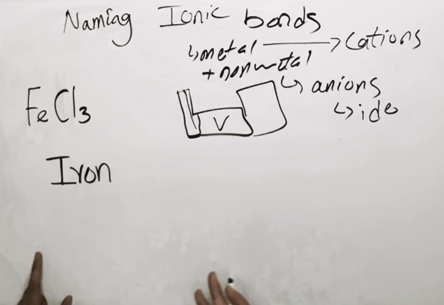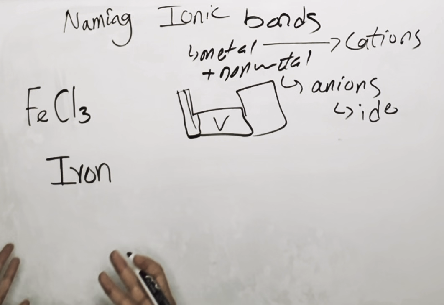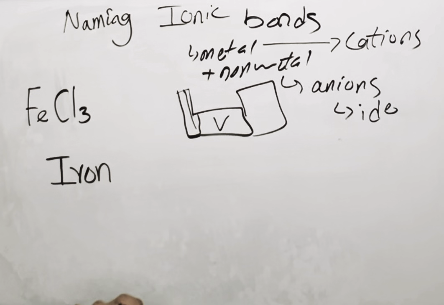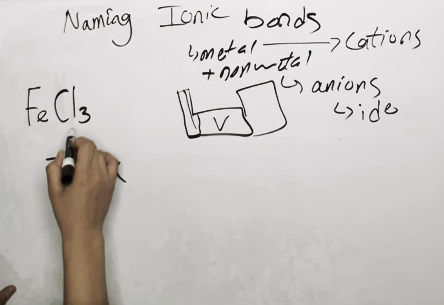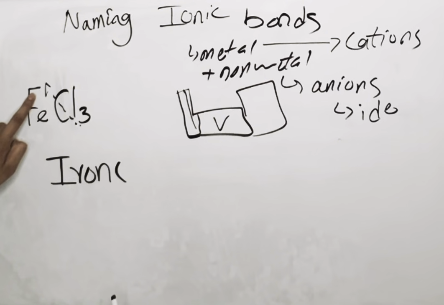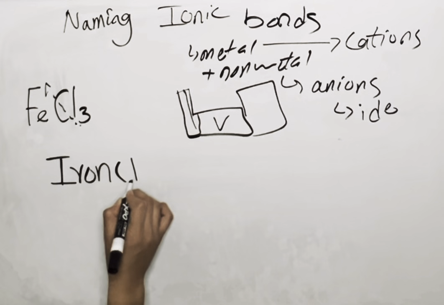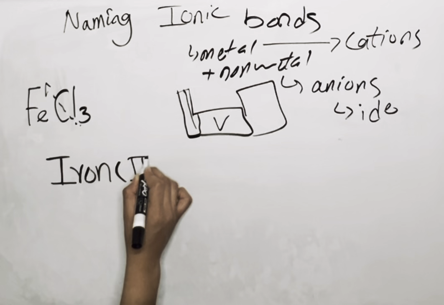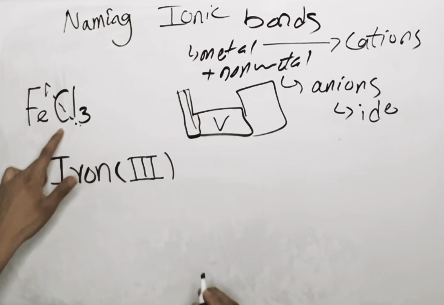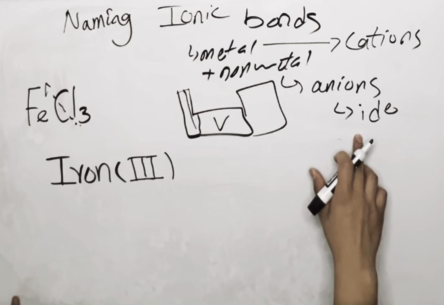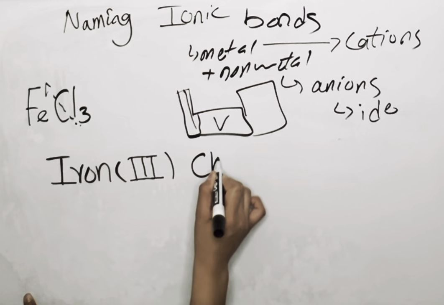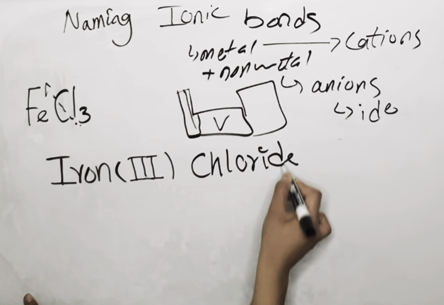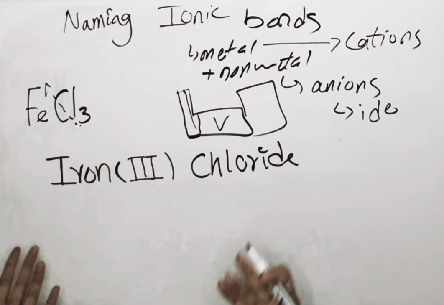Now, because the charge is going to be changing for these elements, we're just going to write the charge of this element in Roman numeral. As you can see, because I gave you this shortcut, you should know that the charge for Fe, or iron, is +3. So we're just going to write 3 in here. And then because chlorine is an anion, we have to add that IDE at the end. So it's going to become chloride. Iron 3 chloride, that's how you say it.